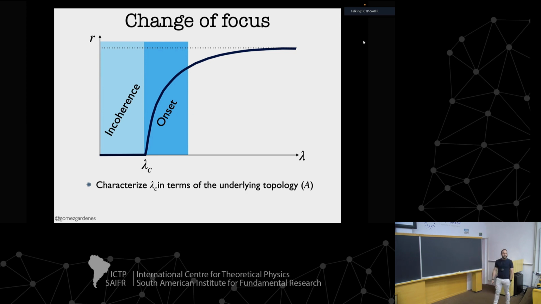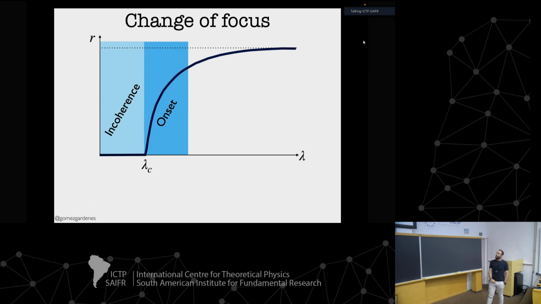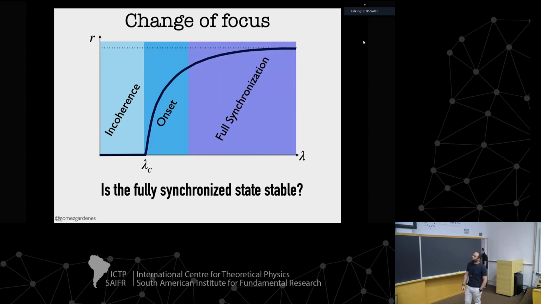And once we understood the characteristics of this transition, we played with it, and we turned this typically smooth synchronization transition into an abrupt one, which we call explosive synchronization. Now we are going to focus on this other part of the diagram, which is the full synchronization state. The question is, if we have a system in a fully synchronized state, is this synchronized state stable, and if it is stable, until when is it stable, okay? The stability question is the focus here.